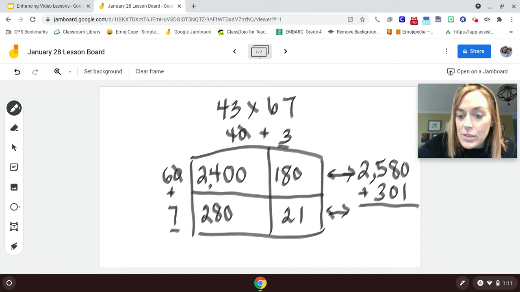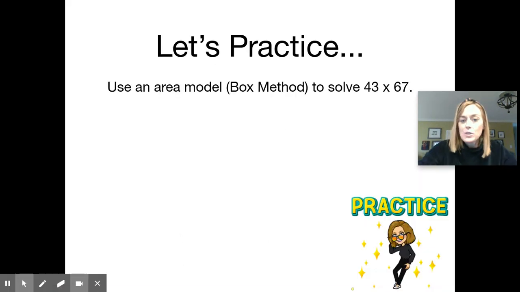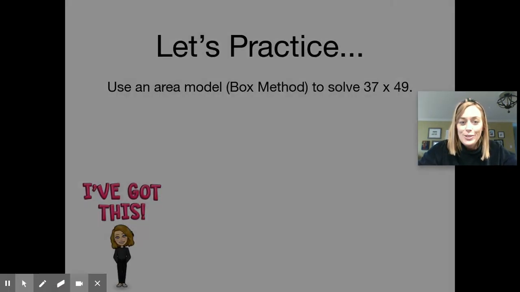Now I can add these. 1 plus 0 is 1, 8 plus 0 is 8, 5 plus 3 is 8, and 2 plus 0 is 2. So my answer is 2,881. And hopefully you got the same thing. Awesome. Let's practice one more before I let you loose, okay?